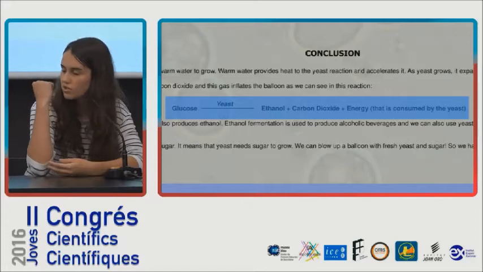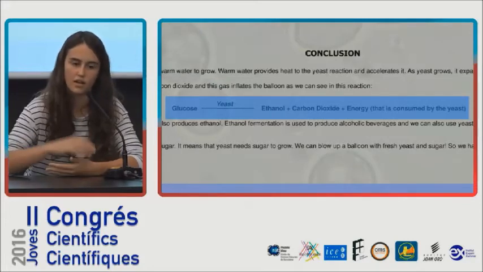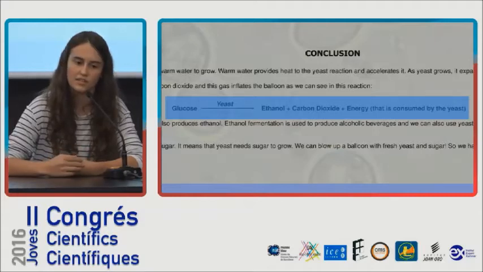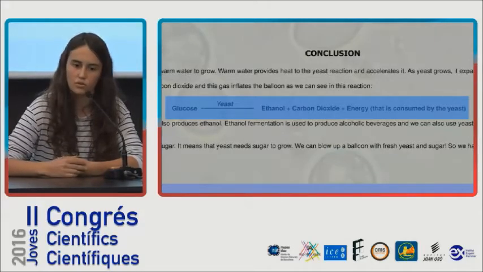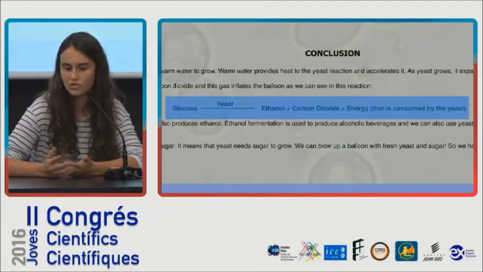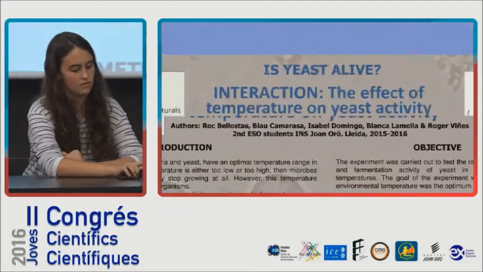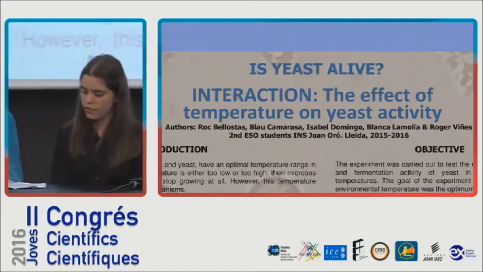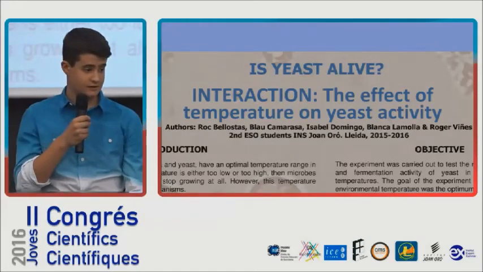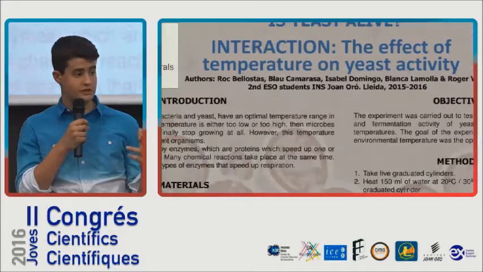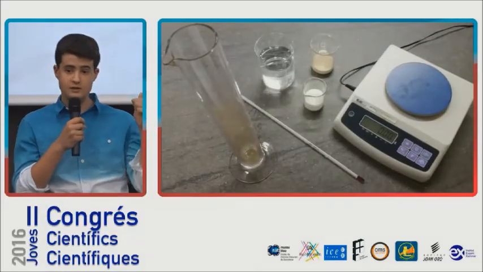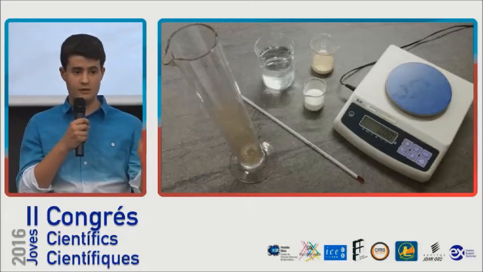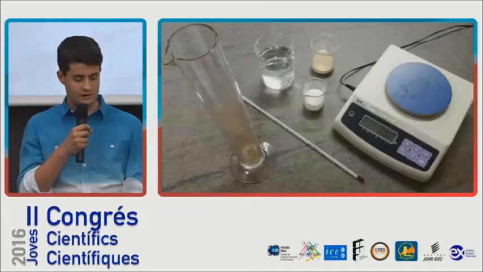We saw that we can blow up a balloon with yeast. So we have another clue that yeast is alive, but we still have to study if it interacts and reproduces. The other experiment is called the effect of temperature on yeast activity, and it's used to see if yeast interacts. The materials we need to do these experiments are yeast, sugar, and very important, water. The water has to be at 20, 30, 40, 50, and 60 degrees.